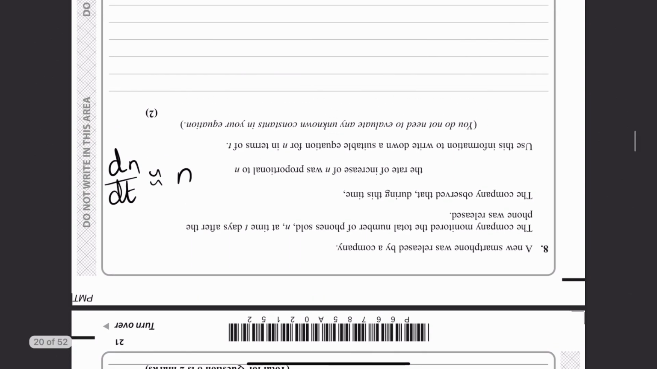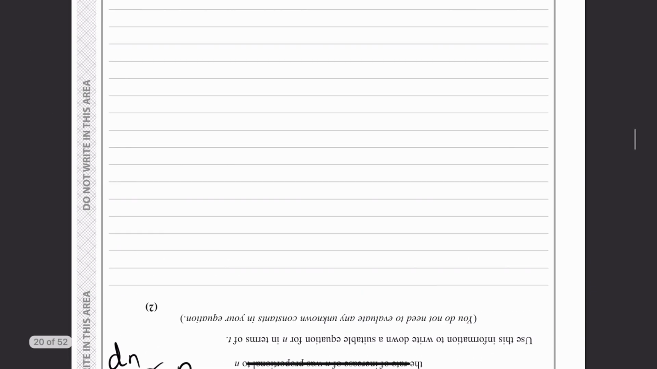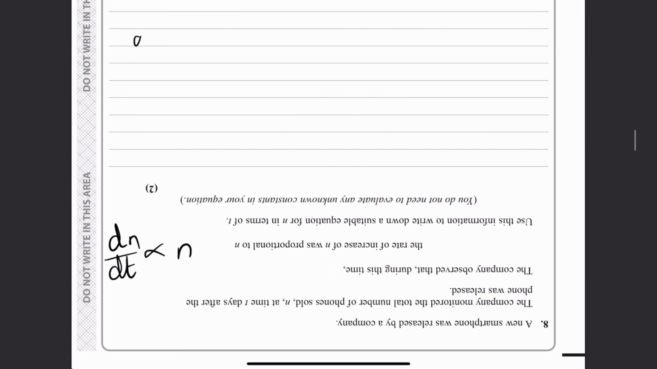So I guess I have my differential equation. That's the wrong sign. Got my differential equation. So dN over dt is proportional to N, so that means dN over dt is equal to kN. Then I guess we just got to solve this, in terms of T. So we want to get it into the form T equals something in N. So I guess we're just solving this differential equation.